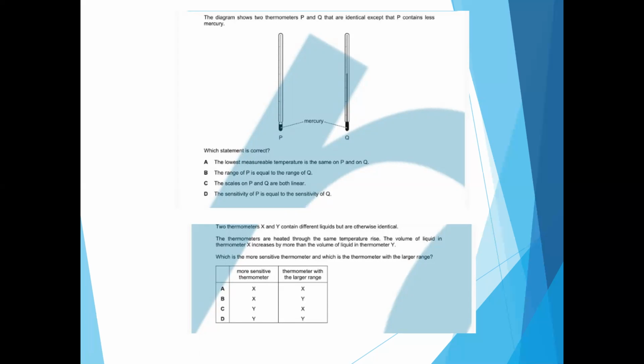How can we increase the sensitivity? We can use a larger bulb. A larger bulb will have more mercury. Having more mercury means it will expand more, so sensitivity increases. You can also have a smaller diameter of the capillary tube.